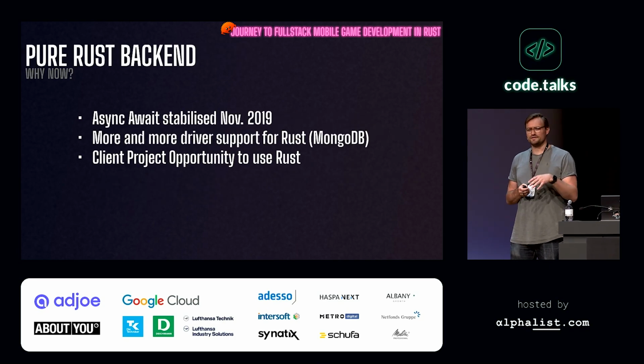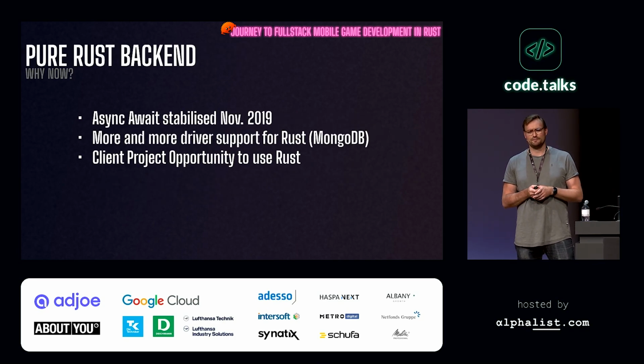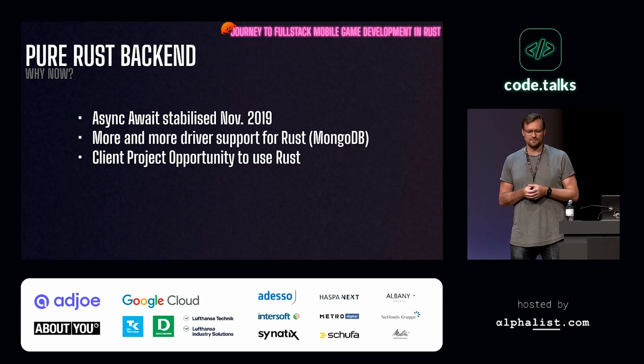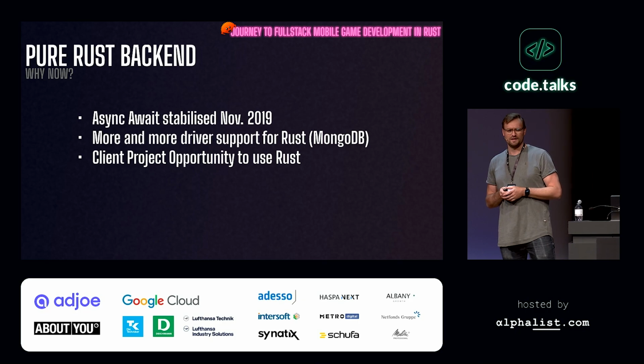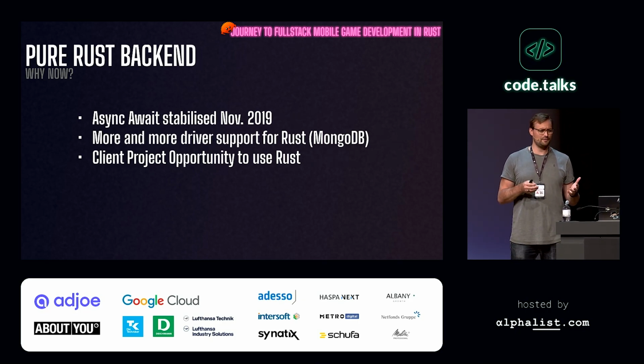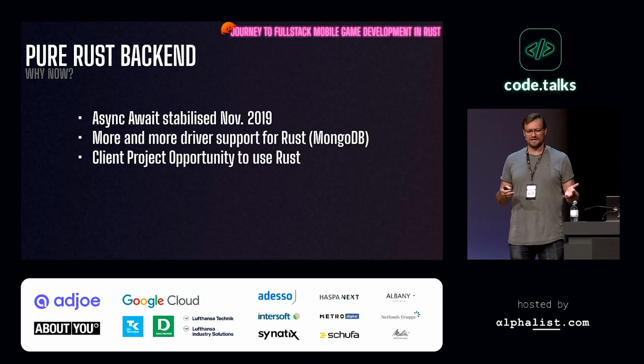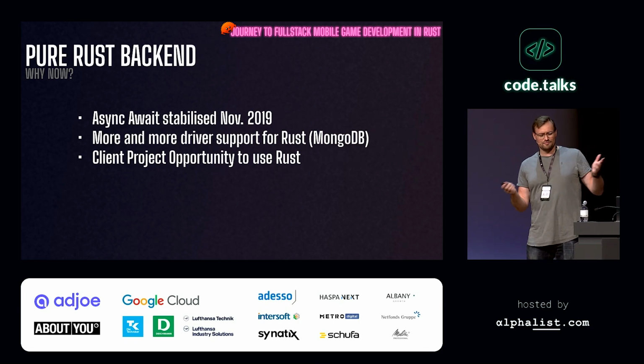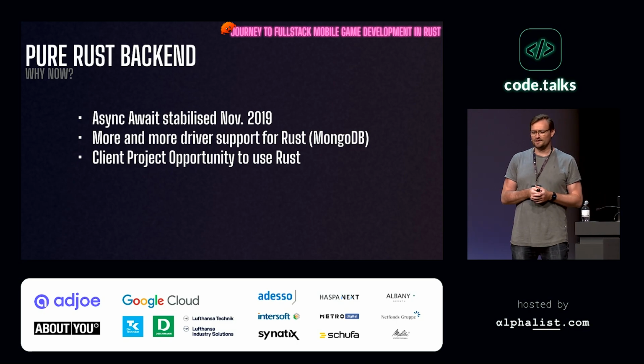Then fast forward to the end of 2019, there was a huge moment in the Rust ecosystem: async await was stabilized. Essentially, it allowed the ergonomic way of event-driven I/O that we are all used to from JavaScript and all the other languages. And then everything started to accelerate. There were official drivers for MongoDB. We got client requests to build backends in Rust. And we actually thought, what could go wrong, right? Let's build a backend for a client in Rust.